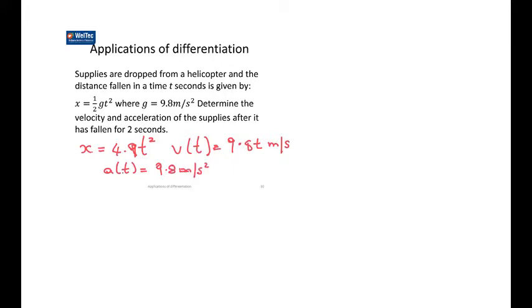Okay, when t is 2, then the velocity is 9.8 times 2, which would be 19.6. And then the acceleration when t is 2 is going to be constant. It's constant acceleration due to gravity, so it's just going to be 9.8 meters per second squared.